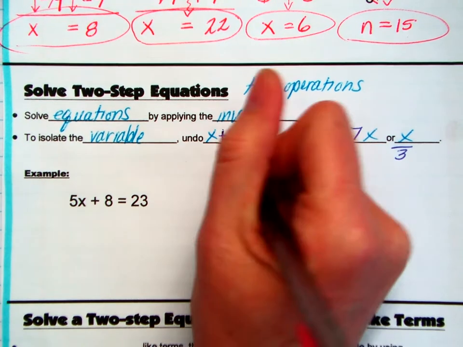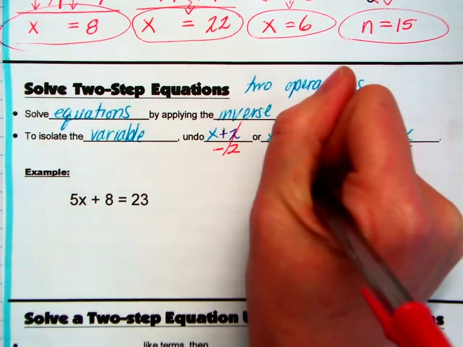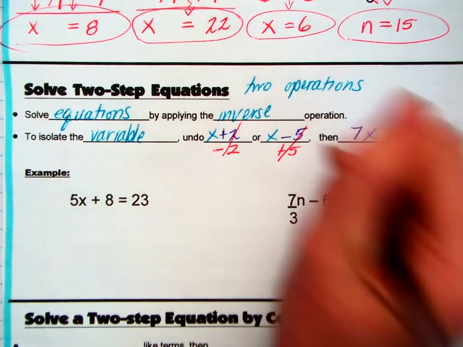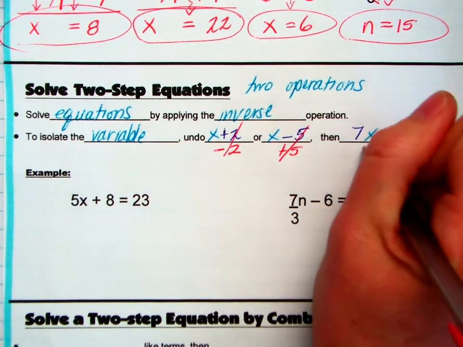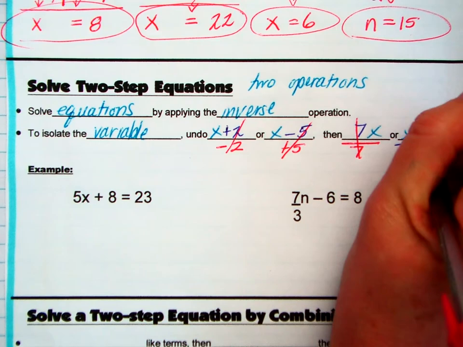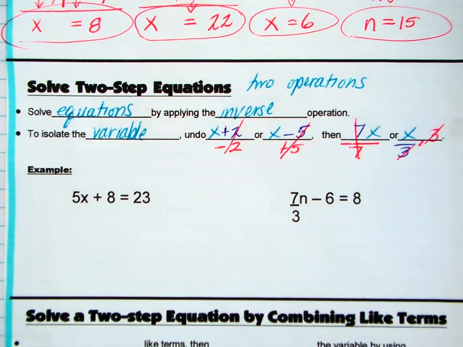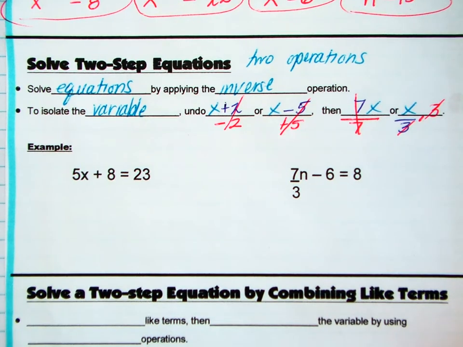So if I was adding 2, I'd have to take away 2. If I was subtracting 5, I'd have to add 5. If I was multiplying by 7, now I need to divide by 7. If I was dividing by 3, now I need to multiply by 3. You do the opposite to get x to live alone. You want x to be by itself. That's how you determine what its value is.